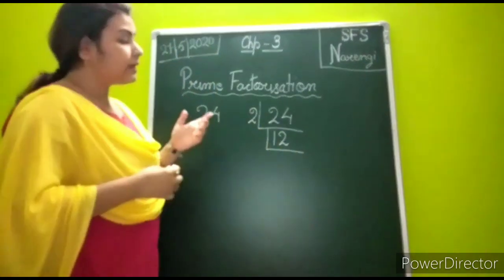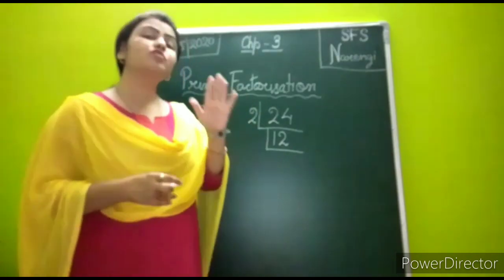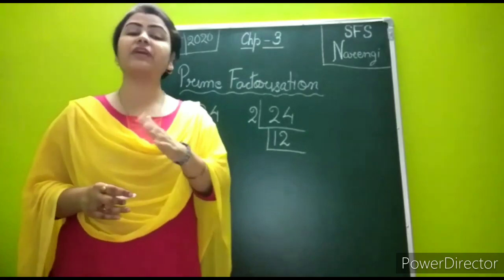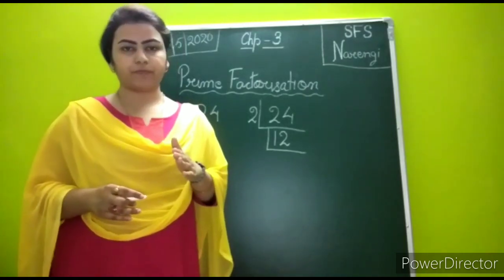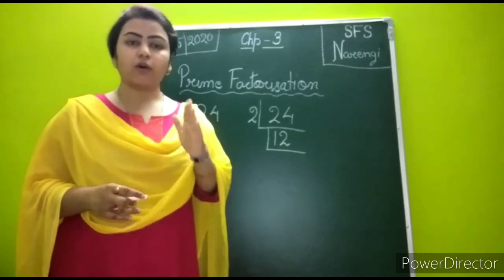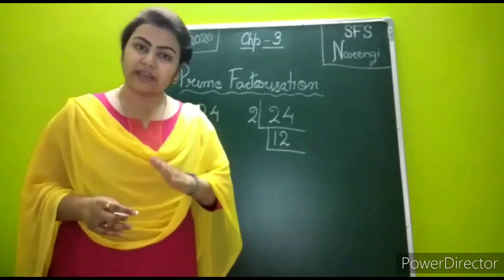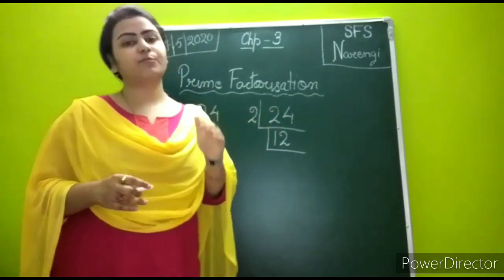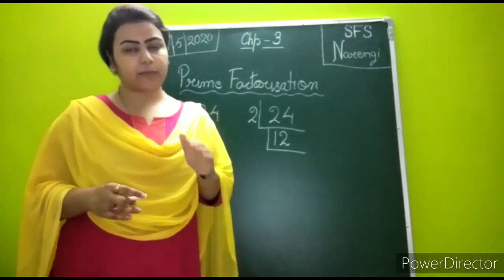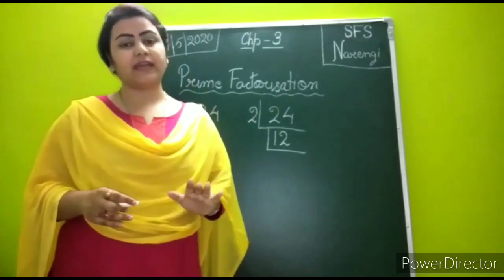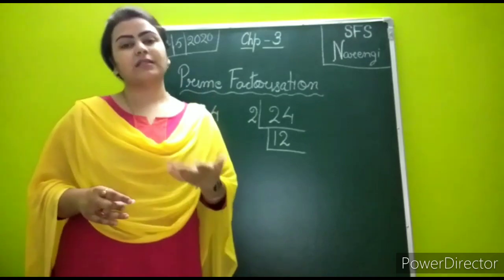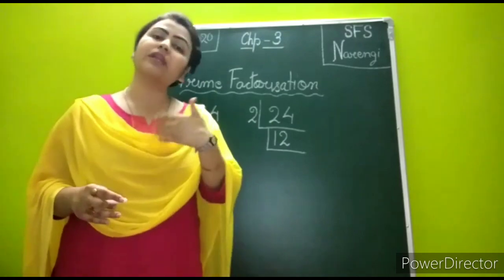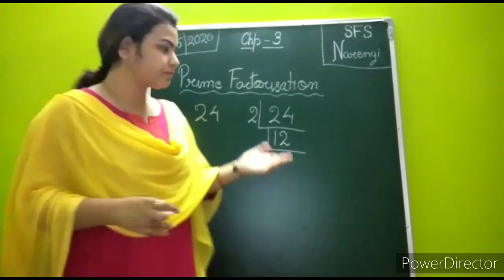Now, what are we going to do? We are going to continue dividing by the smallest prime number till we reach the point where we cannot divide by that number anymore. We keep dividing whatever number comes by the smallest prime number till the number that we get is no more divisible by that prime number. And once we reach that point, only then do we move to the next prime number.